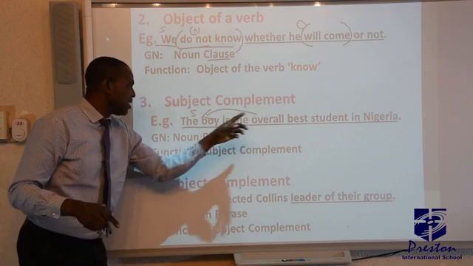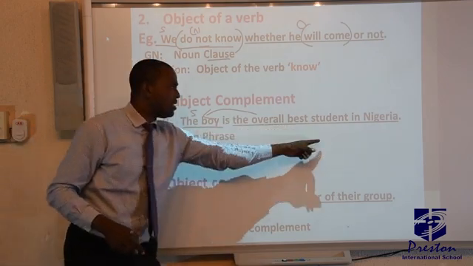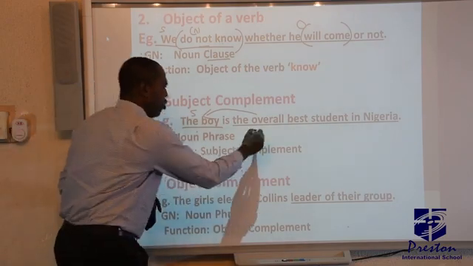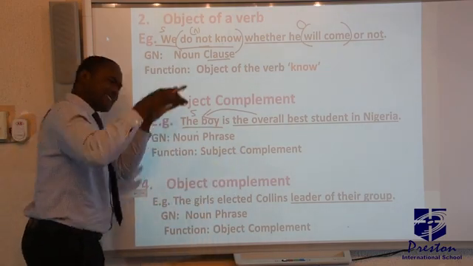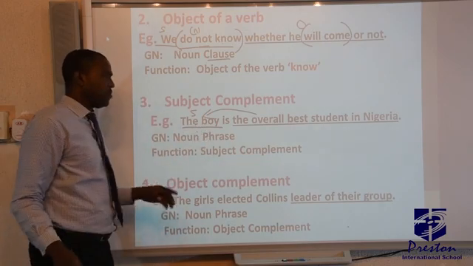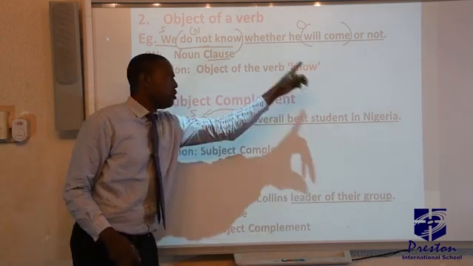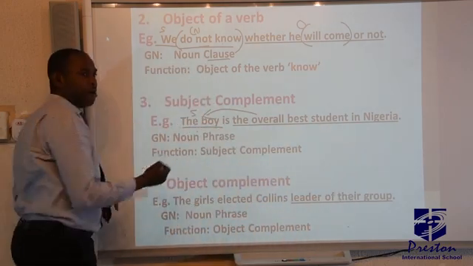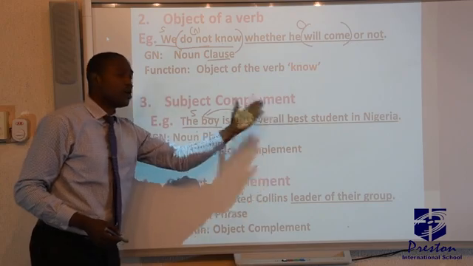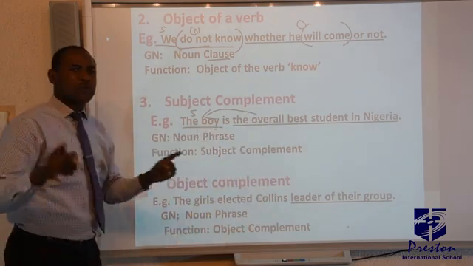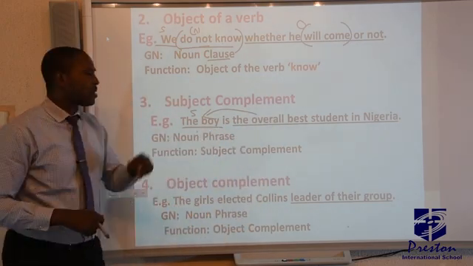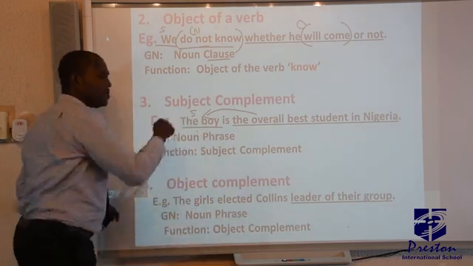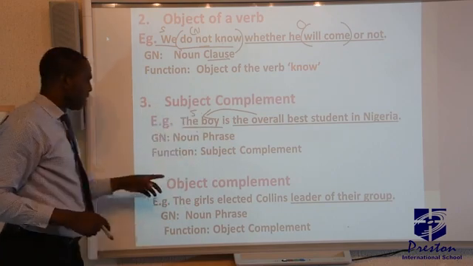The subject of this sentence is the boy. What you have here is telling you more about the subject. Invariably, it is the same thing as the subject. So the boy is the overall best; the overall best is the boy. It does not contain a verb, so that makes it a noun phrase. Function: subject complement. It tells you more. Once you see that the expression given to you tells you more about the subject and makes reference back to the subject, you know that you have subject complement there.